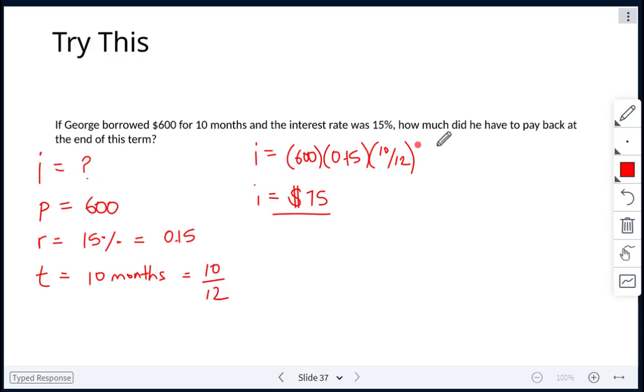The question is asking how much does he have to pay back at the end of this term. So he has to pay back the 600 plus the $75. So the total would be 600 plus 75, a total of $675. That's what he has to pay back. Okay, so we'll stop here.